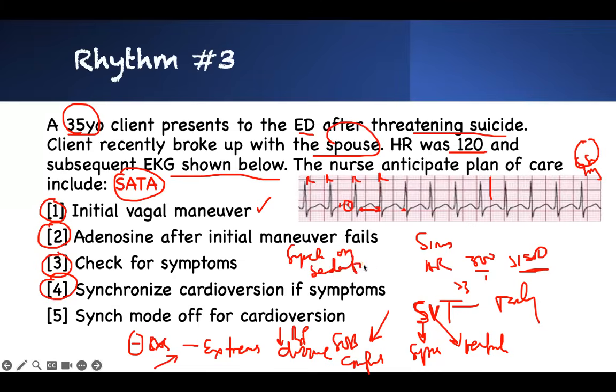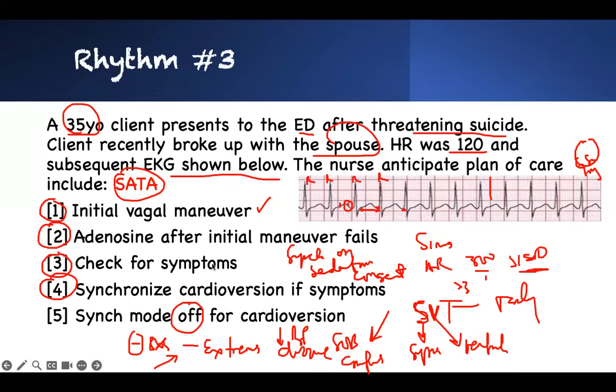You need to give them some sedation, right? You need to obtain consent and tell them what you're going to do. And then you shock them. Usually it's a very low voltage to shock them. But synchronized cardioversion if the patient is symptomatic. Sync mode off for cardioversion? No, the sync mode should be on. So the answer choice is 1, 2, 3, 4.